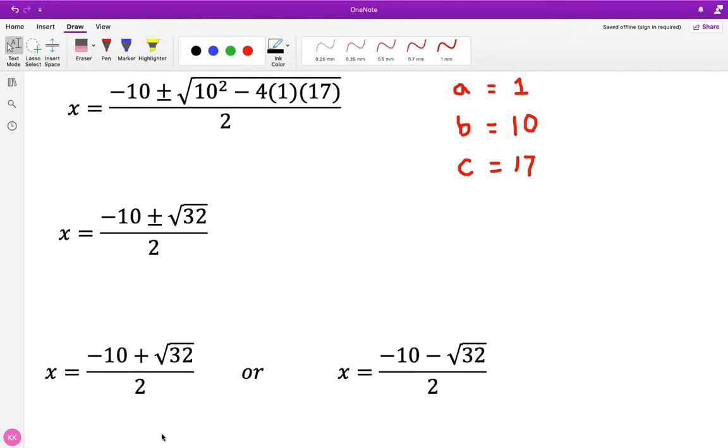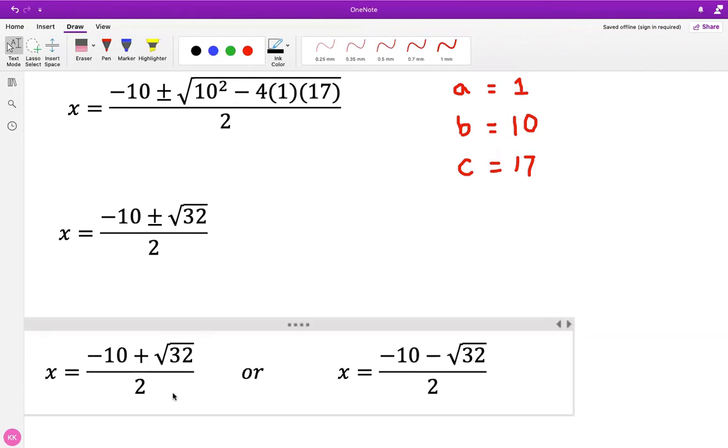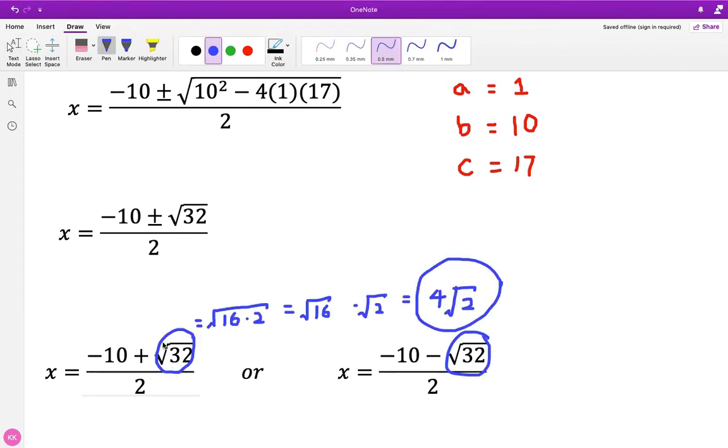A lot of times the teacher will ask you to simplify this expression, so I can further simplify it. Remember from Math 10 classes, you can write root 32 in the following way. I can break the 32 into 16 times 2. So I put root of 16 times 2, and I separate the radicand, which equals root 16 times root 2. 16 is a perfect square, so I can rewrite root 16 as 4. So we have 4 root 2. I'm going to replace root 32 with 4 root 2 in the next step.